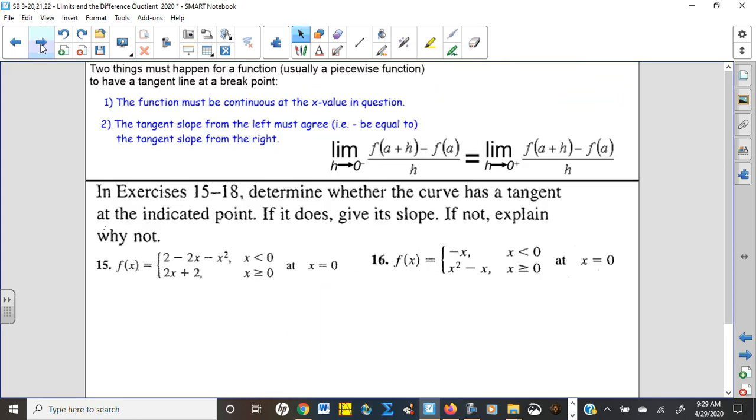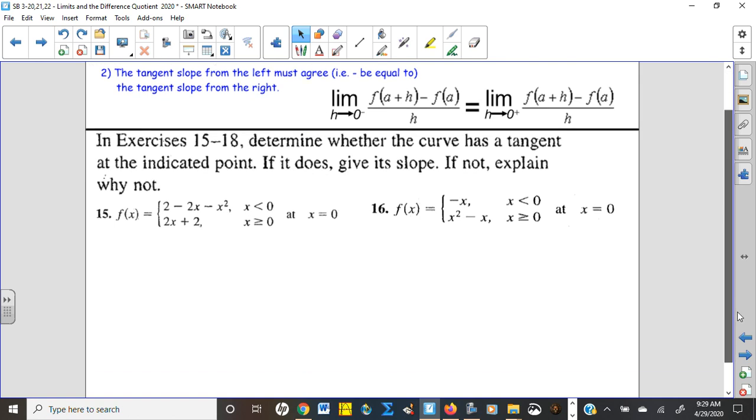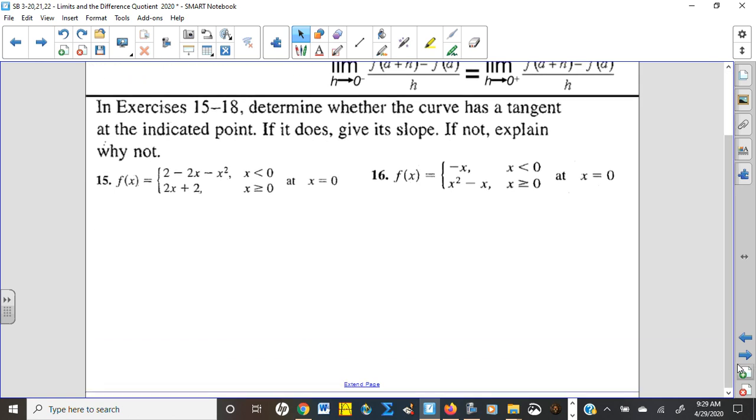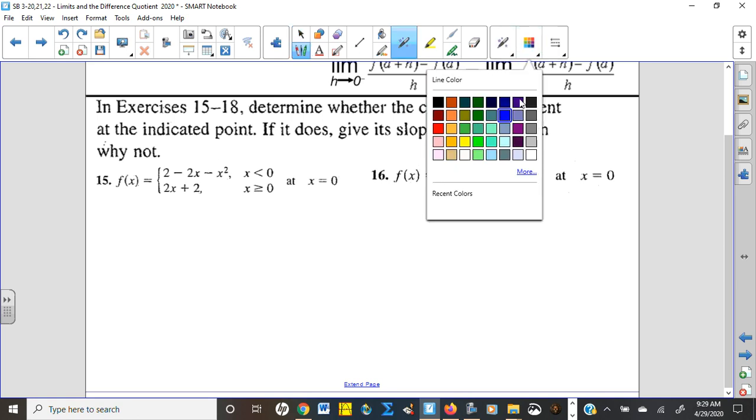So here is kind of how you would go through one of these. I'll just work, say, number 15 out for you, and then we'll call it a day, all right? Let's start with the left half of the function.